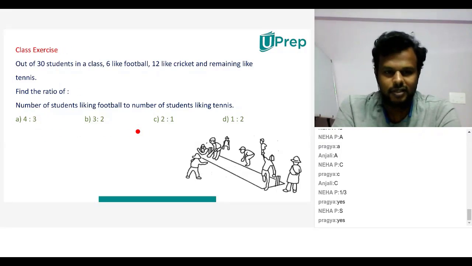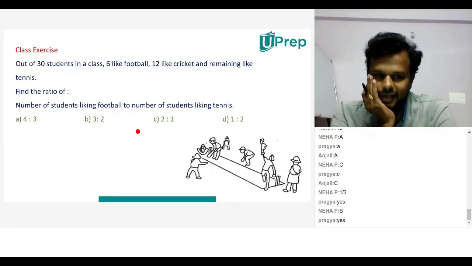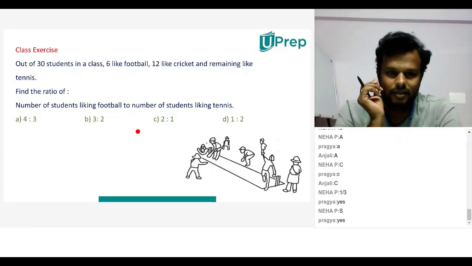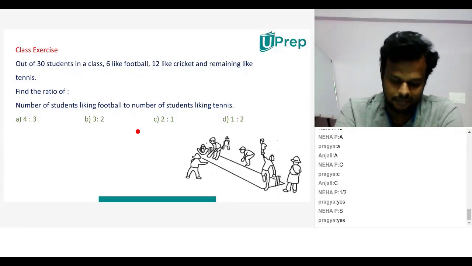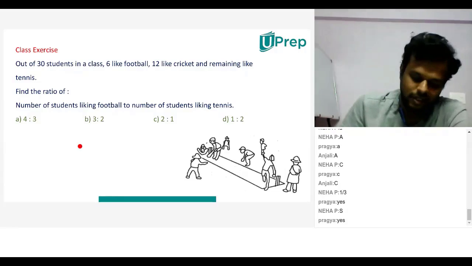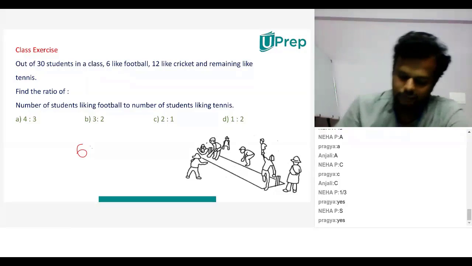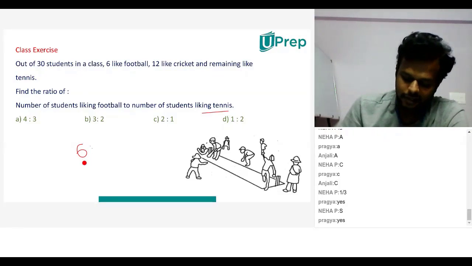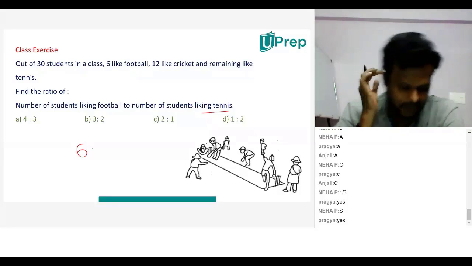Out of 30 students in a class, 6 like football, 12 like cricket, remaining like tennis. Find the ratio of students liking football to the number of students liking tennis. So children, in the question, we already have 6 people who like football. We need to find how many like tennis so that we can get the ratio. So how many like tennis here, children? Please type in the answer.